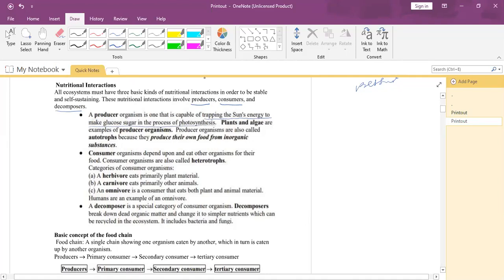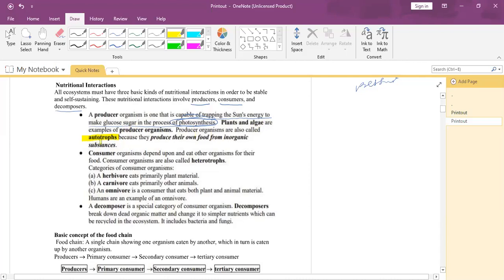So the key word here is the fact that that organism should be able to undergo the process of photosynthesis. Very important, right? So that makes a producer. It can produce its own food. Examples of this would be the plants and algae, the examples of producers. Producer organisms are also called autotrophs. Autotroph is very important to remember when they ask you which of the following is an autotroph, or identify the autotrophs in a given food chain or food web. So producers are the autotrophs.